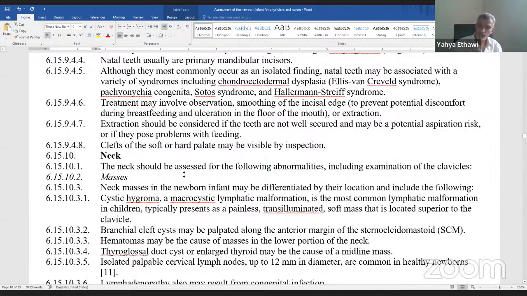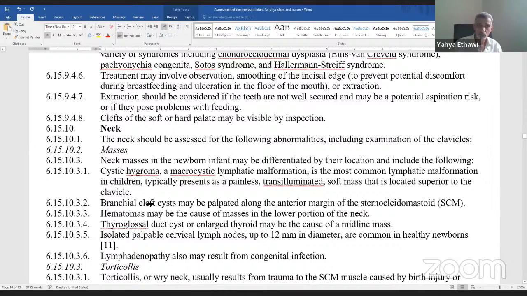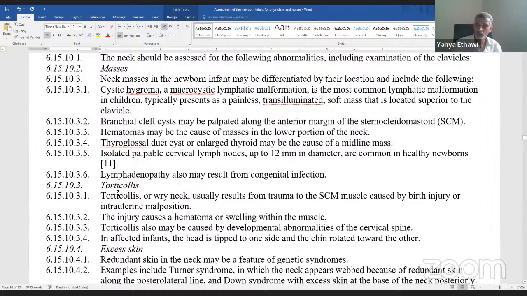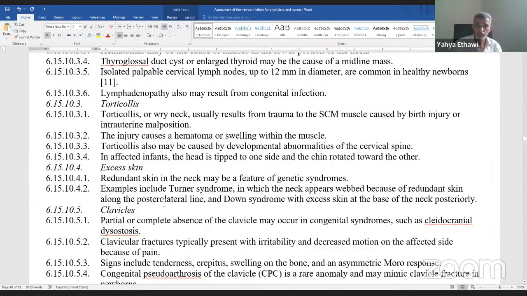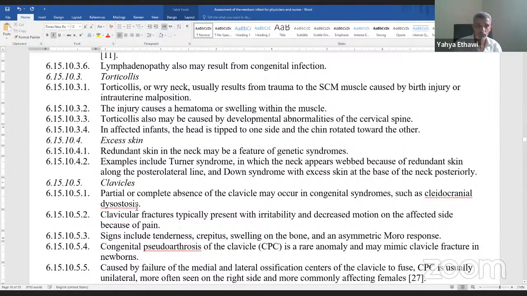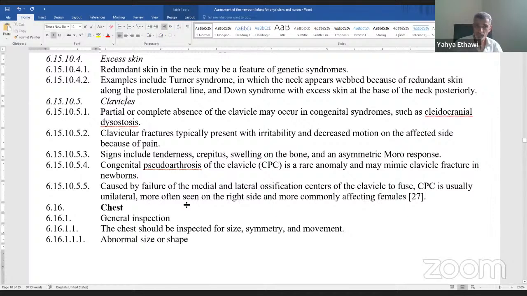Neck: masses, asymmetry, movement, cystic hygroma, branchial cyst, hematoma, thyroglossal duct, lymphadenopathy, torticollis, and sternocleidomastoid mass, any excess skin. You need to look at the clavicles, they should be symmetrical, and then you need to palpate them for any abnormalities, absence of the clavicle, such as in cleidocranial dysostosis, fracture of the clavicle, so tenderness, or you have an extra joint, pseudoarthrosis.